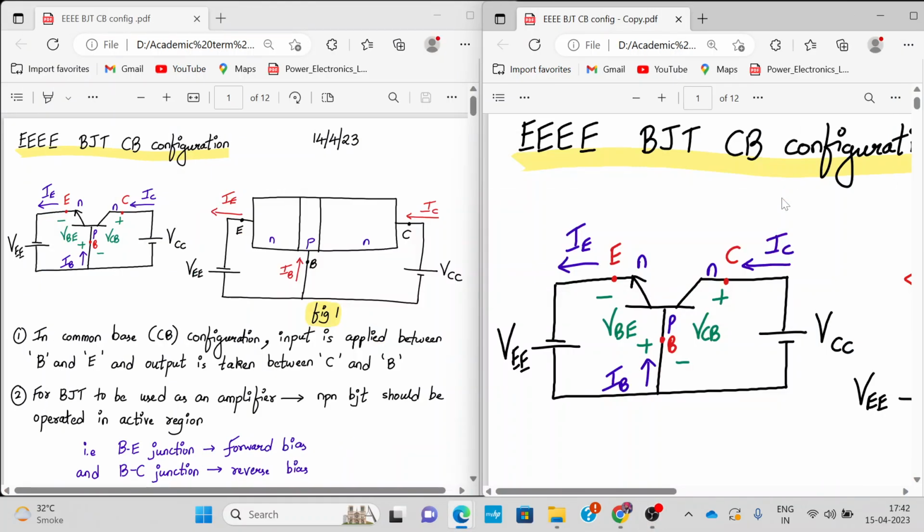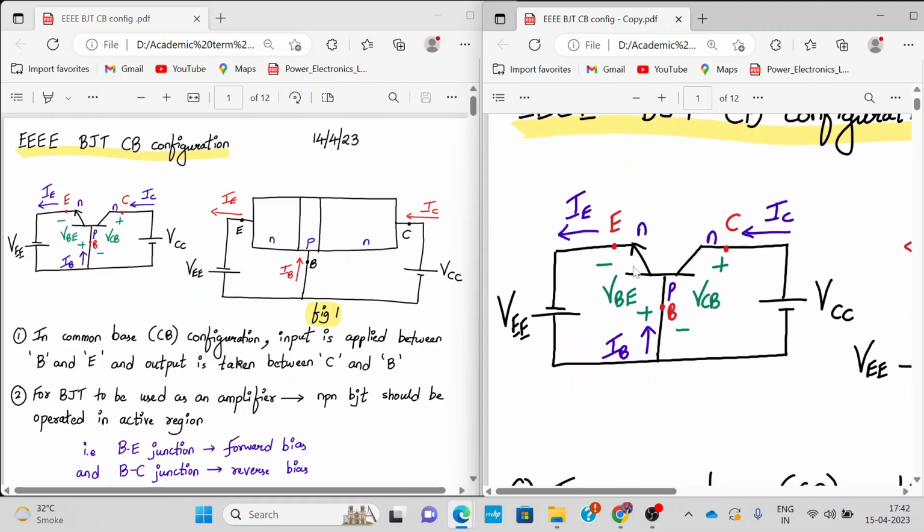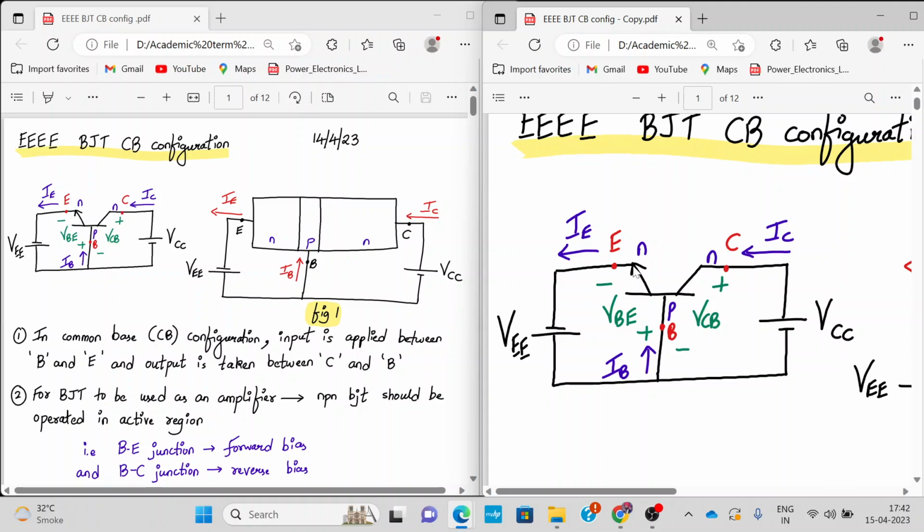Okay, so hello everyone. Today I'm going to discuss the BJT Common Base configuration. This is the symbol of an NPN BJT, and in all the BJT configurations, we will try to bias it in the active region. In the common base configuration, the input is applied between the base and the emitter terminal, and output is taken from the collector and the base terminal.